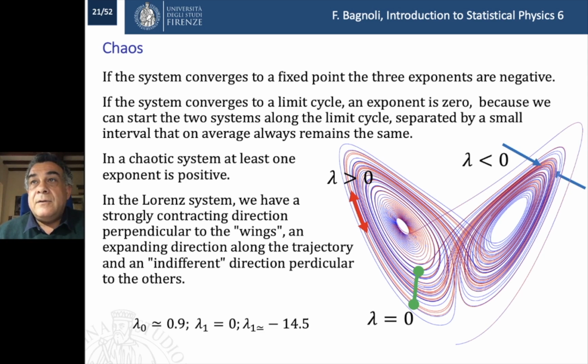Then from the shape itself of the trajectory, you see that in this direction we don't have any contraction, because essentially the trajectory stays near one to the other, turning around. If there were a contraction, there would be a limit cycle. If an expansion, they would separate. And so the separation of trajectories is in this direction. Along the trajectory, they tend to separate, so that at a certain point one goes on this wing and the other stays on this one.